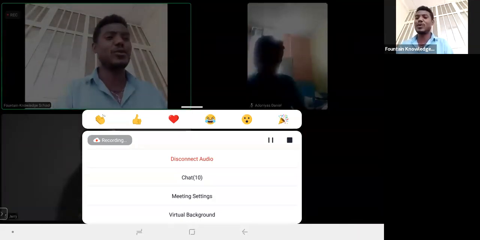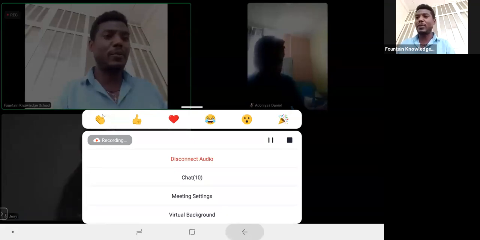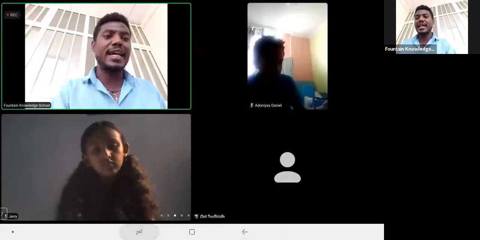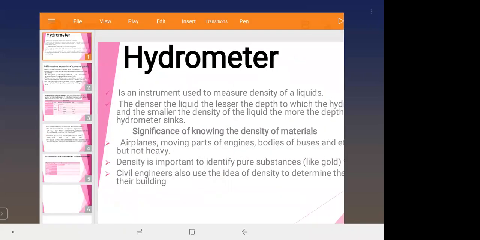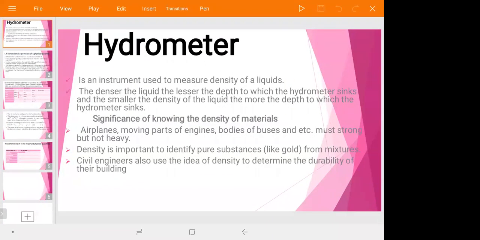We will see this one by one. For example, before that, from the previous time, let us tell you the meaning of hydrometer. A hydrometer is an instrument used to measure the density of liquid.